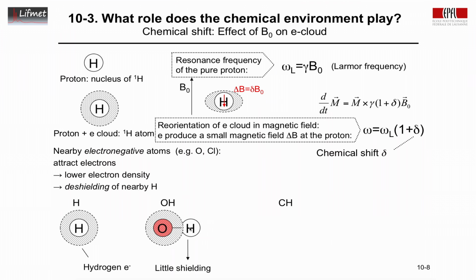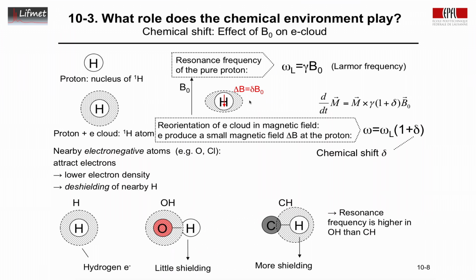Consider a third example. This is a CH bond. So we have the carbon here. Carbon is less electronegative, so it starts to pull the electron cloud of the hydrogen electron over to it, but not as much as the OH, which is here. And so as a result, there is a stronger effect of the presence of the electron on the change in magnetic field. So there's more shielding and a stronger shielding of the magnetic field. This delta B is bigger.